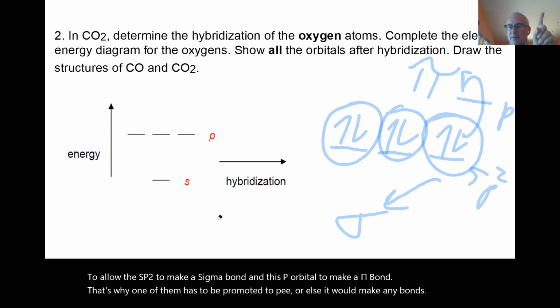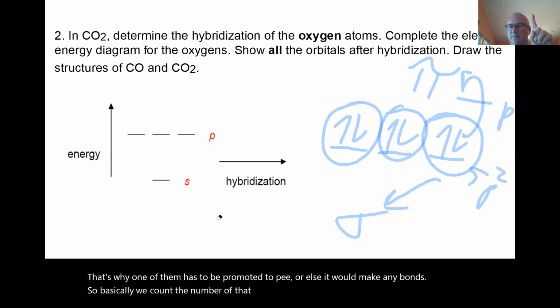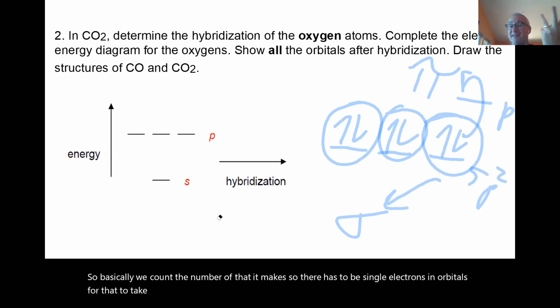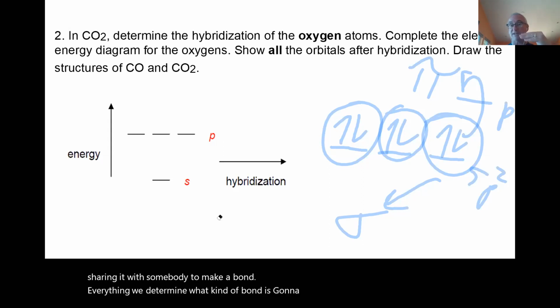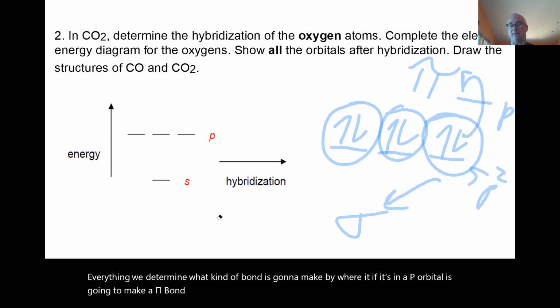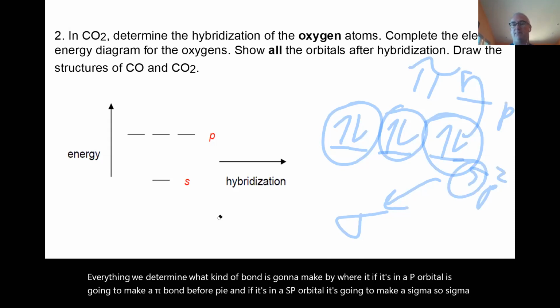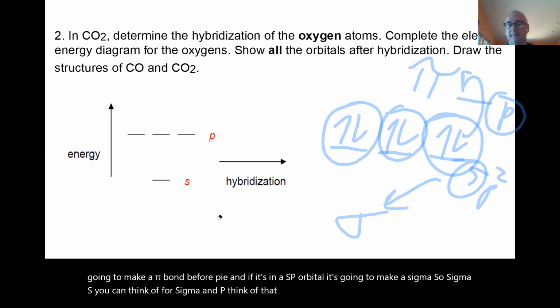So basically we count the number of bonds that it makes, and there has to be single electrons in orbitals for that to take place. Remember, if there's a single electron in an orbital, it's going to be sharing it with somebody to make a bond. And we determine what kind of bond it's going to make by where it is. If it's in a p orbital, it's going to make a pi bond, p for pi. And if it's in an sp orbital, it's going to make a sigma. So s, you can think of that for sigma, and p, think of that for pi. Okay?